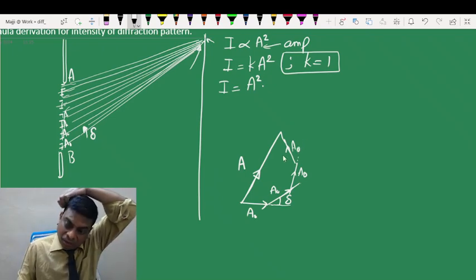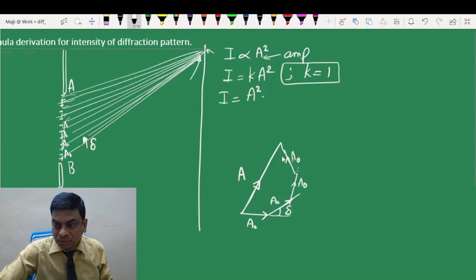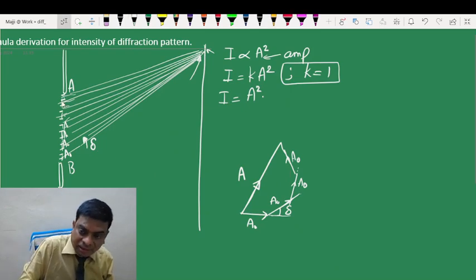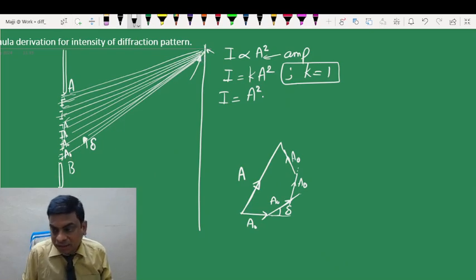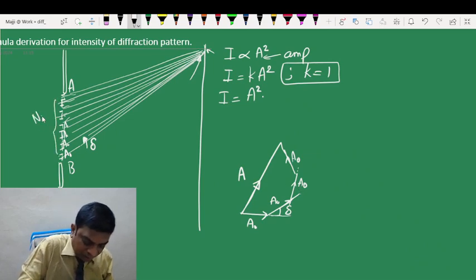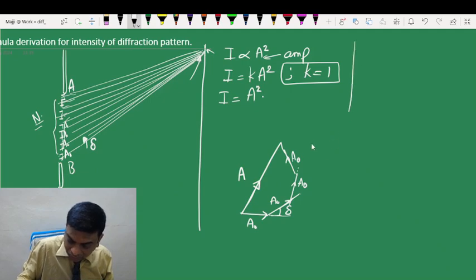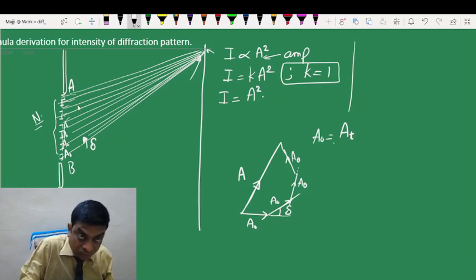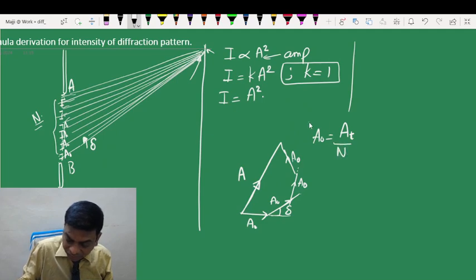Resultant amplitude is the vector sum of the amplitudes due to the different waves. So the entire slit has been subdivided into different portions. The amplitude corresponding to each portion I have taken as a naught. Okay. If I divide this into n parts, then a naught will be equal to the total amplitude due to the entire slit upon n.